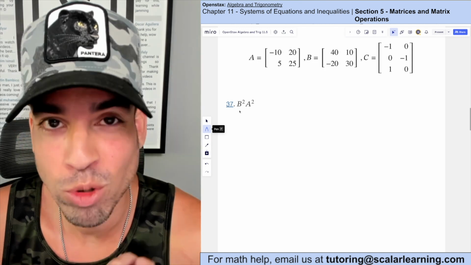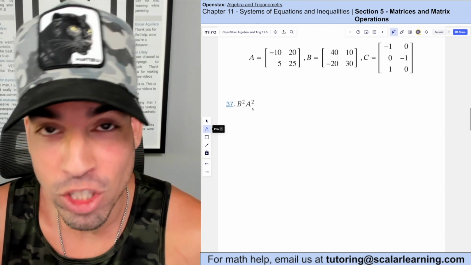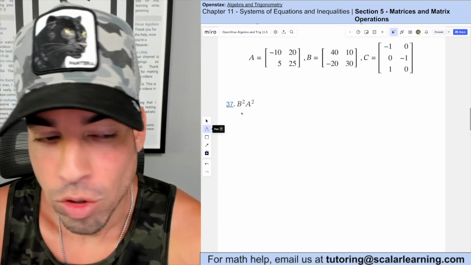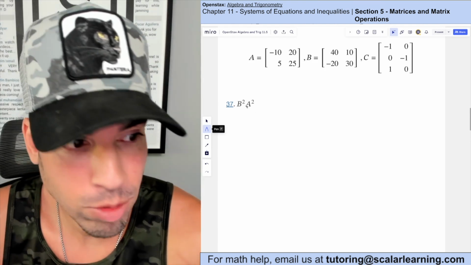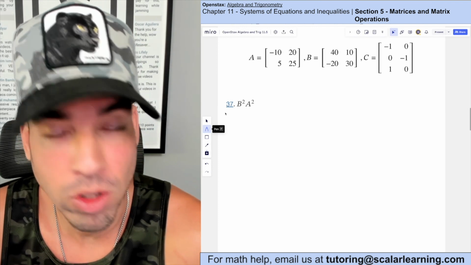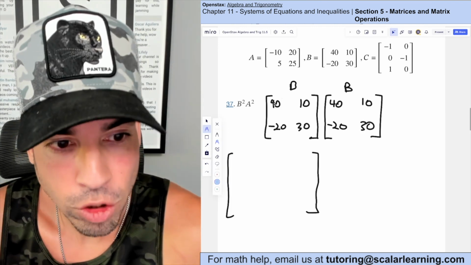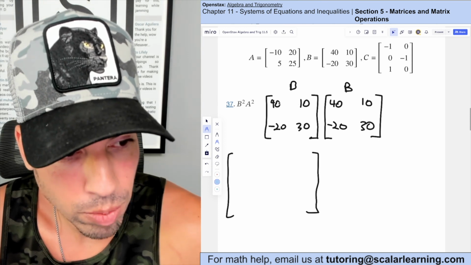We got B squared, which is B times B, then A squared, which is A times A, and then we have to multiply them together. So since order of operations says we have to do the exponents first, we got to square each of those first, and then we multiply the product. So we got a lot to do here. So first we're going to do B times B. So here we go. Ready?